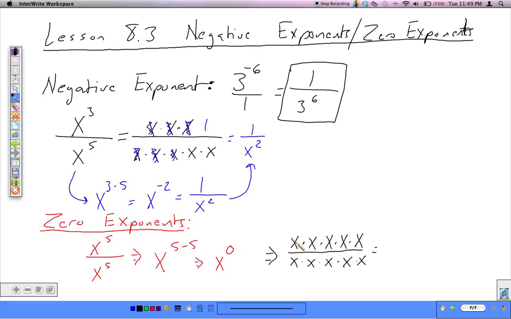X divided by x equals 1. X divided by x equals 1. And so on, through the last x divided by the last x equals 1. And I have no more x's left on top, no more x's left on bottom. All I have left is 1 times 1 times 1 times 1 times 1. And whatever that answer is equals 1. So therefore, when I have no x's on top, no x's on bottom, its answer is 1. And that is the proof for a 0 exponent.